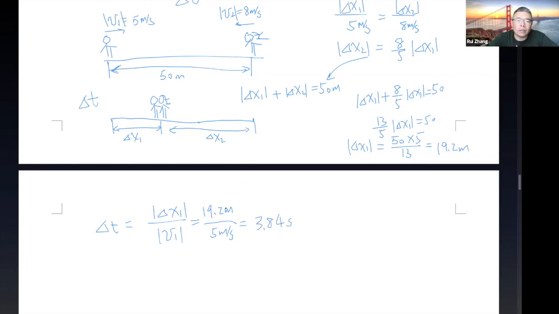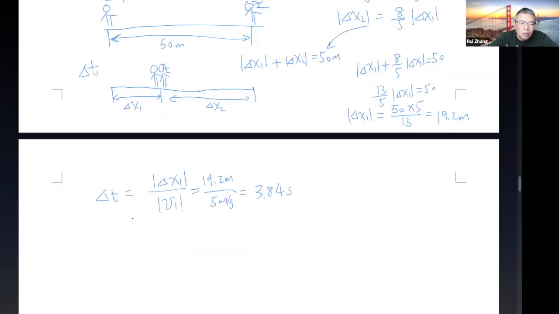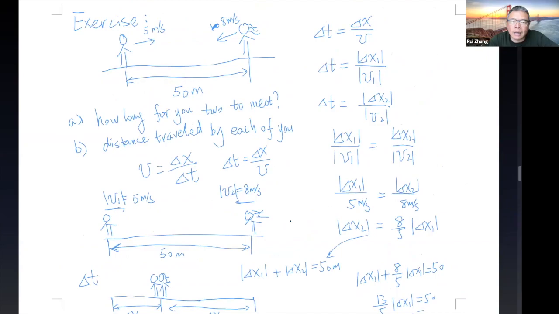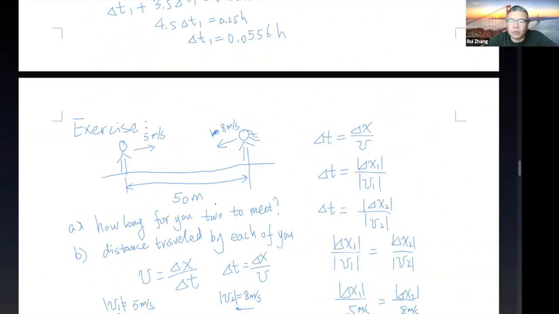The distance traveled, we already got delta x1. So the other distance, delta x2, equals delta x minus delta x1. So 50 minus 19.2, that's basically 30.8 meters. In some sense, this one's a little complicated, because it's like the third part we did here. You have to solve two unknowns with two equations.